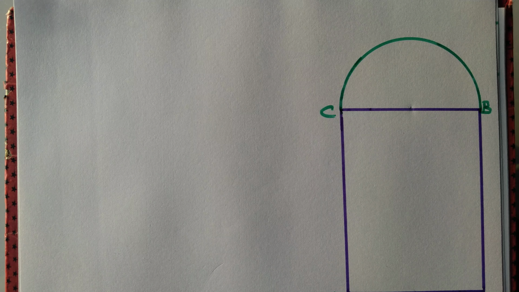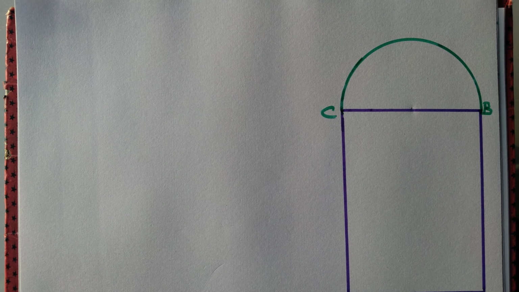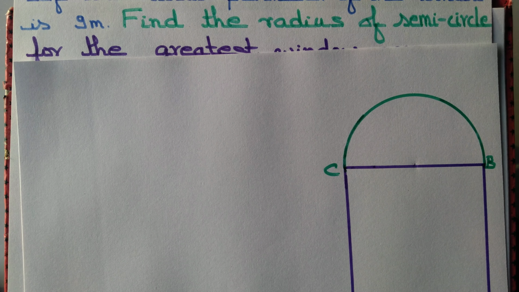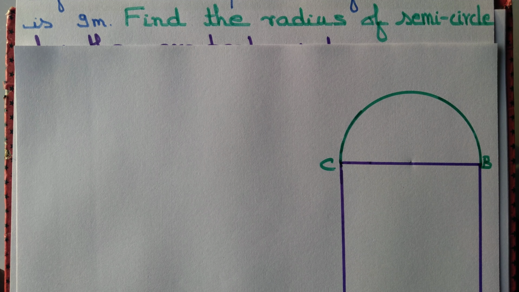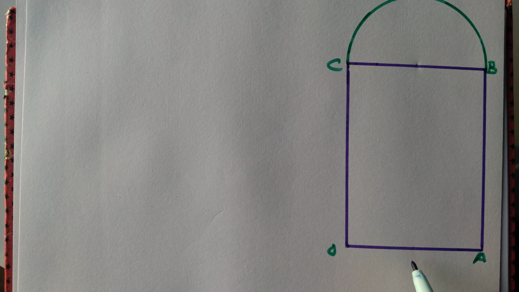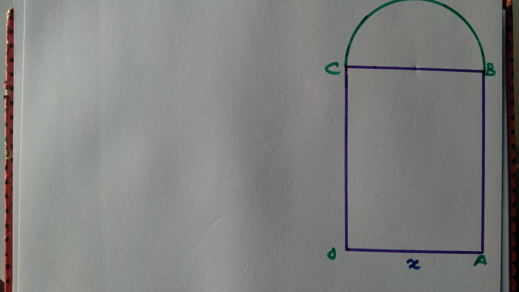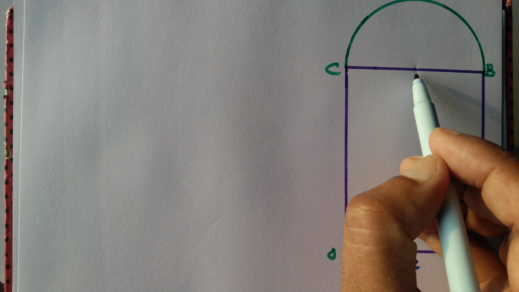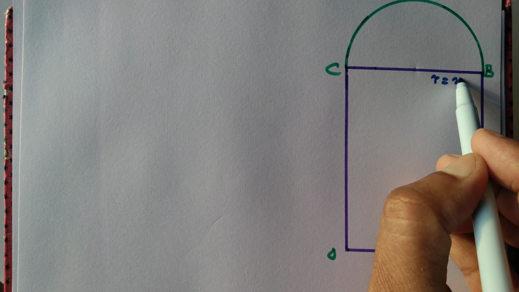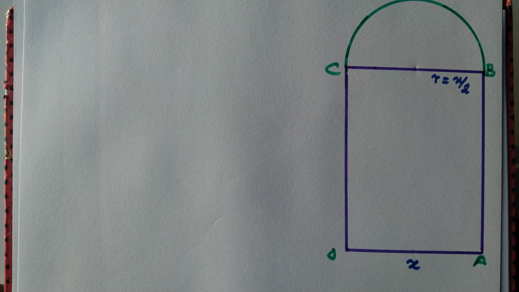Now the obvious question is we want to maximize the area of the window, but we want to make sure that the perimeter of the window is always equal to 9 meters. We want the maximum area and the perimeter is equal to 9 meters. Now let OA be x units. So CB, the diameter, is exactly equal to x units. So the radius of the semicircle must be equal to x by 2.